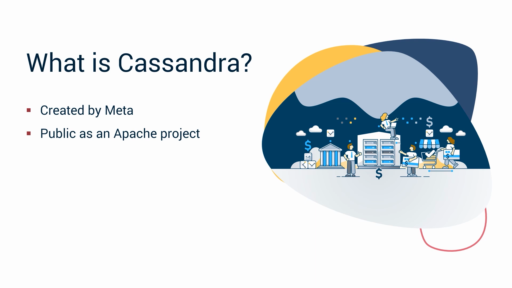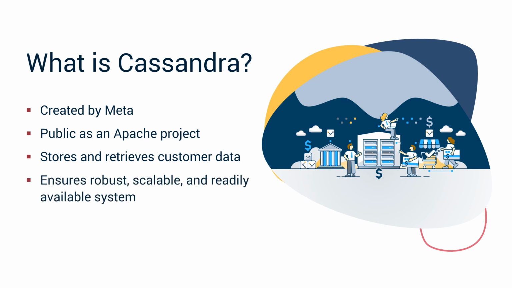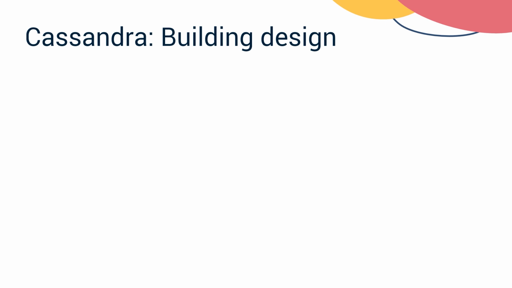Think of a global e-commerce platform managing vast volumes of transactions daily. Cassandra serves as the backbone that stores and retrieves customer data seamlessly, ensuring a robust, scalable, and readily available system. Now that you understand Cassandra, let's explore its essential parts.